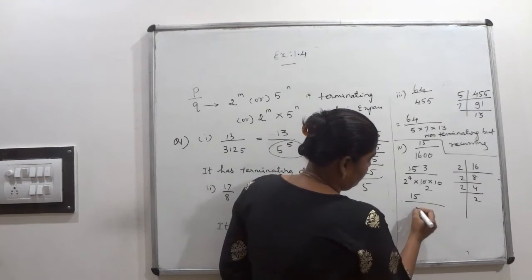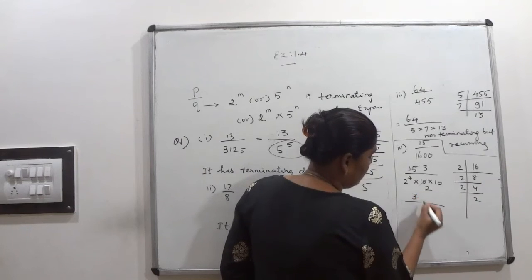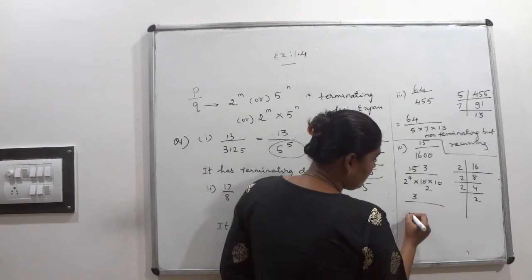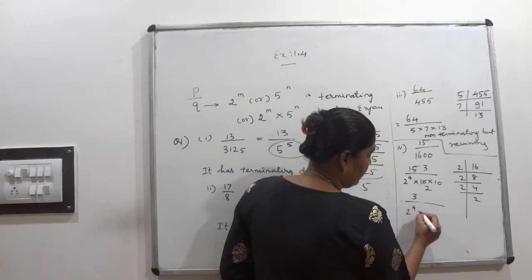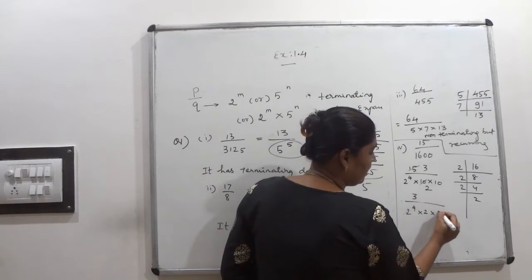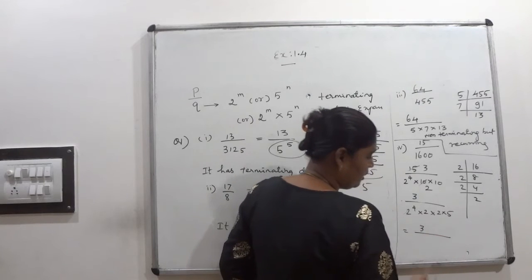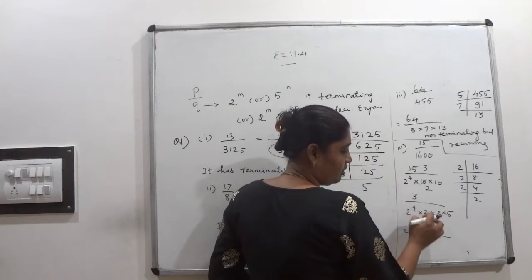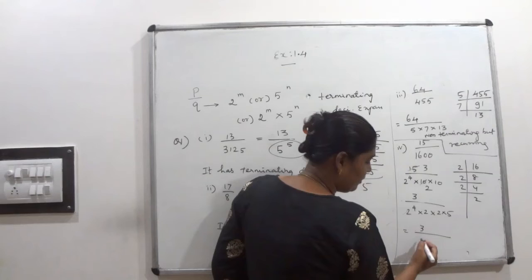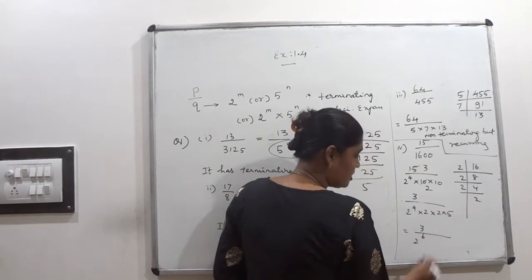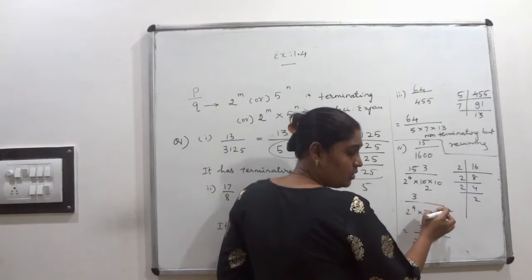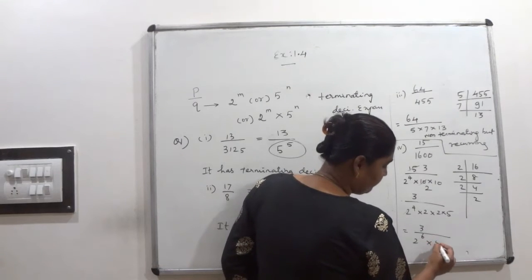Yes, so we can write it here 3 upon 2 power 4 into 2 into 10, we can write 10 as 2 into 5. So 3 upon, see here 2 power 4, here 2 more 4s are there. So we can write it 2 power 6, 2 power 5, this is 2 power 6 into 5.